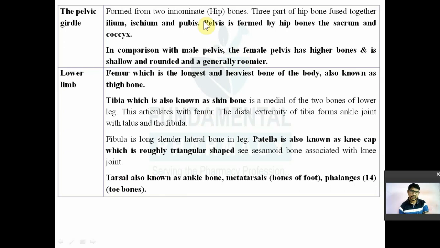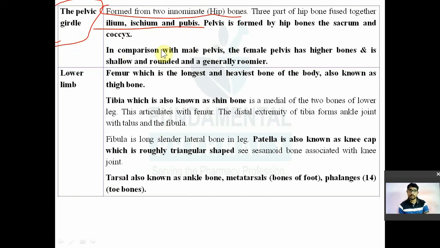It's time to give a quick review of this skeletal system. Pelvic girdle. Pelvis में कितने bones हैं आपके? It is formed by two innominate hip bones. Each hip bone has three parts fused together. The parts of the hip bone are the ilium, ischium and pubis. These are the three parts of your bone.